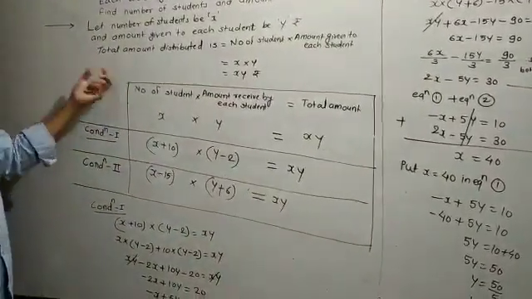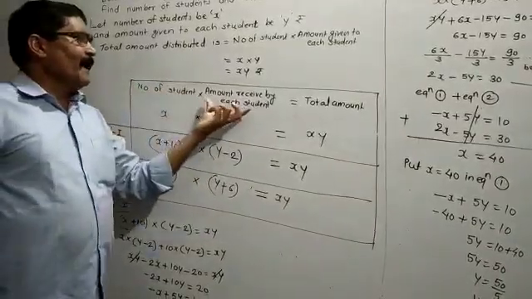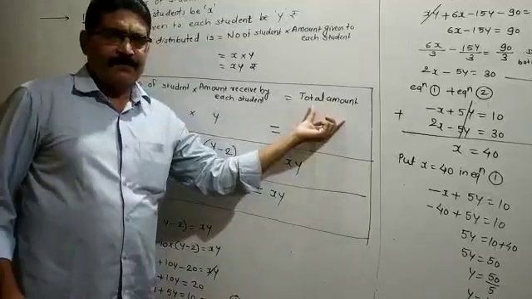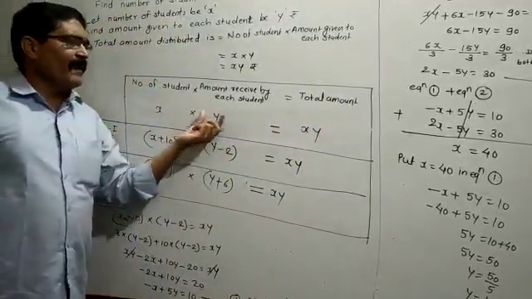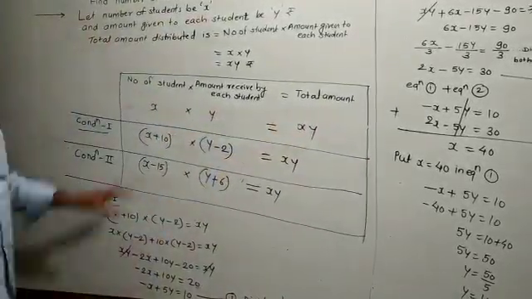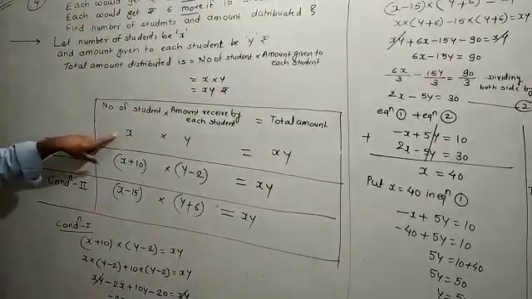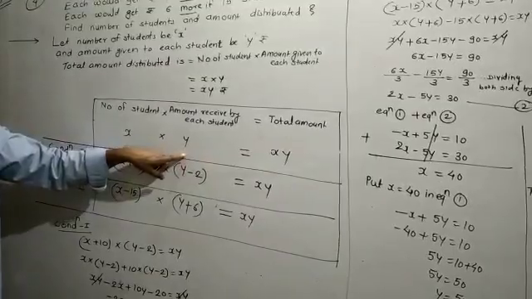This chart is like this. The number of students multiplied by the amount received by each student, means one student, is equal to the total amount, means x multiplied by y is equal to xy. This you have to apply for the other condition. This x is the number of students and y is the amount received by each student.